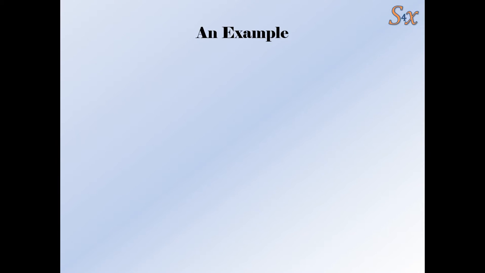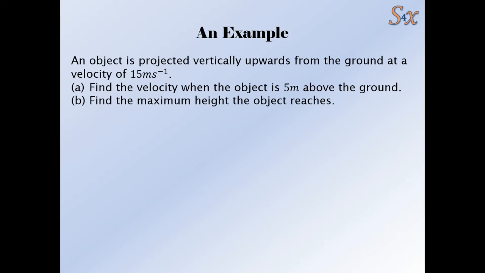So let's have a look at yet another example. This time an object is projected vertically upwards. Projected just means effectively thrown, or launched vertically upwards from the ground at a velocity of 15 meters per second. We want to find the velocity when the object is 5 meters above the ground and find the maximum height the object reaches.